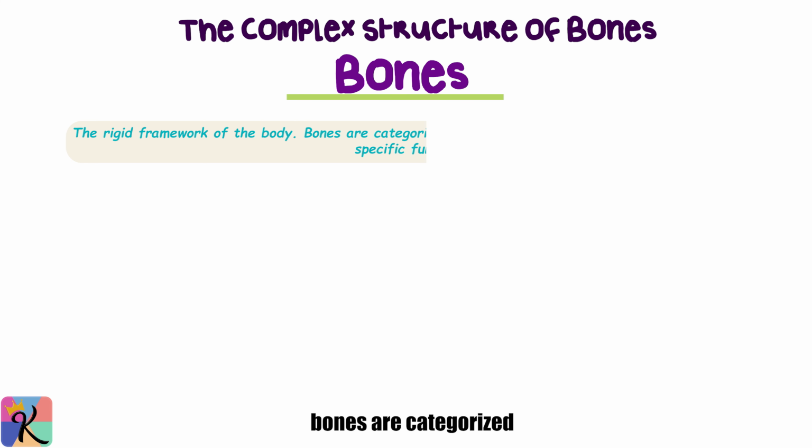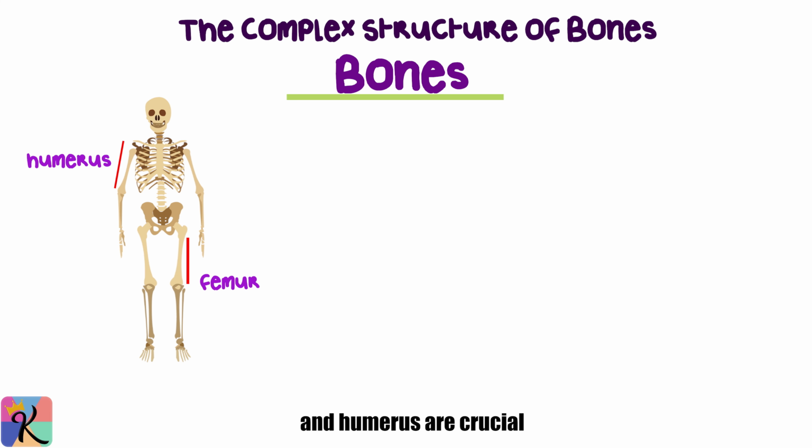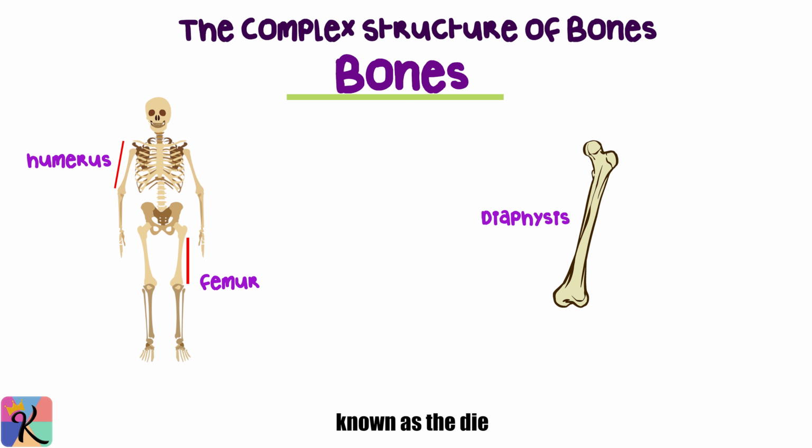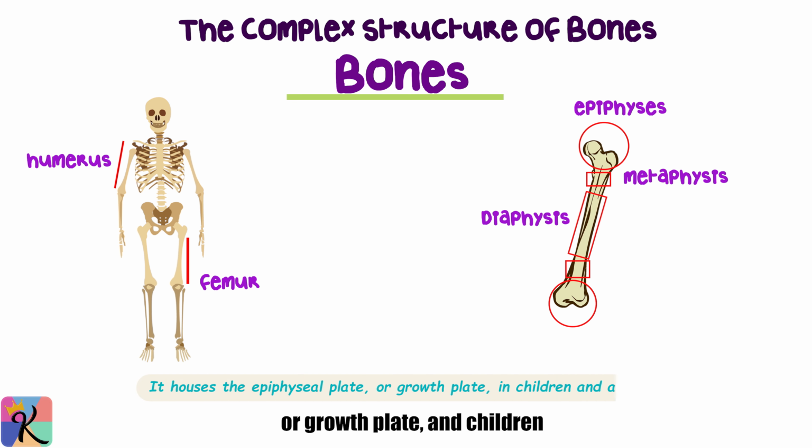Bones are categorized by their shapes, each designed to perform specific functions. Long bones, like the femur and humerus, are crucial for movement and support. They have a long shaft, known as the diaphysis, and two ends, called epiphyses. The metaphysis is the flared part of the bone between the diaphysis and epiphysis, and it houses the epiphyseal plate, or growth plate, in children and adolescents.